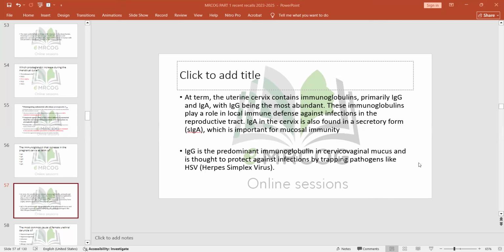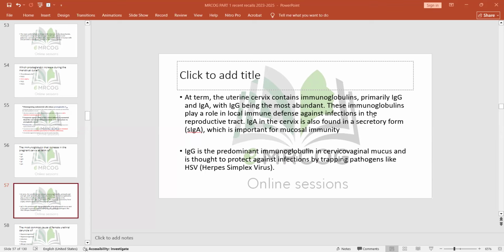This is why you remember that if a woman got chickenpox just before labor or in the third trimester, we are going to try our best to postpone delivery at least a week. Why do you think? Because I need the IgG to develop.